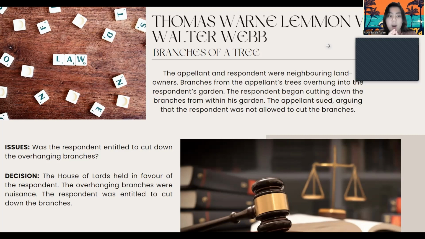It was held that the House of Lords were in favor of the respondent. This is because the overhanging branches were a nuisance. The respondent was entitled to cut down the branches. So the key takeaway from this case is that a person has the right to take action on their own land to abate a nuisance coming from another. There is no need for that person to give the other landowner notice of his actions.